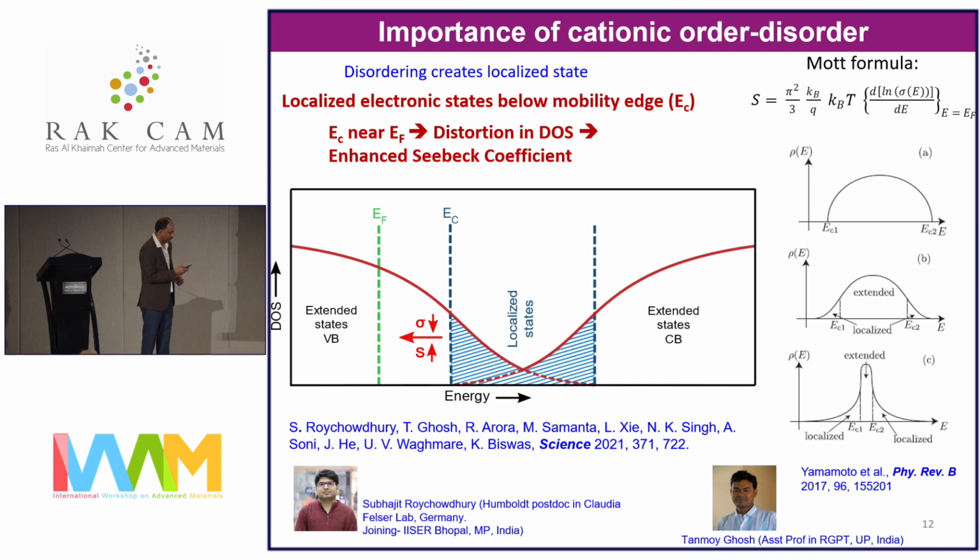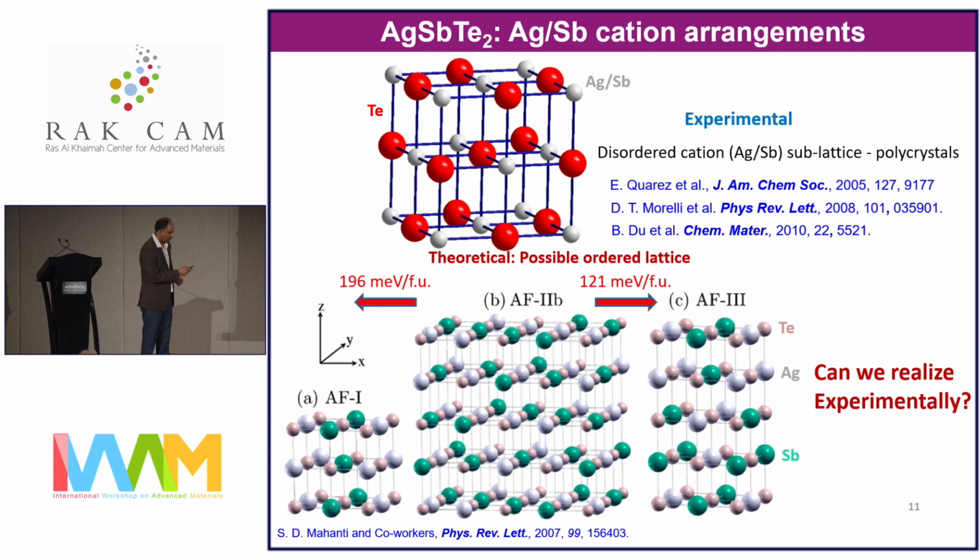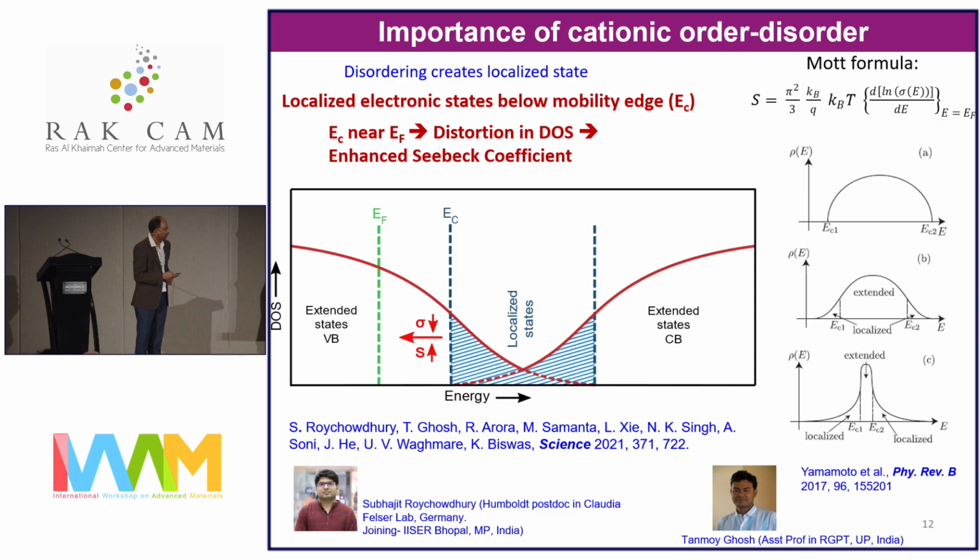That's why we wanted to play around with the disordering or ordering of Ag and Sb in this solid, the 1562 compound. So that's the broader idea we have, and we started working in this field. Can we order silver and antimony in this compound? Let's see how we can do it.